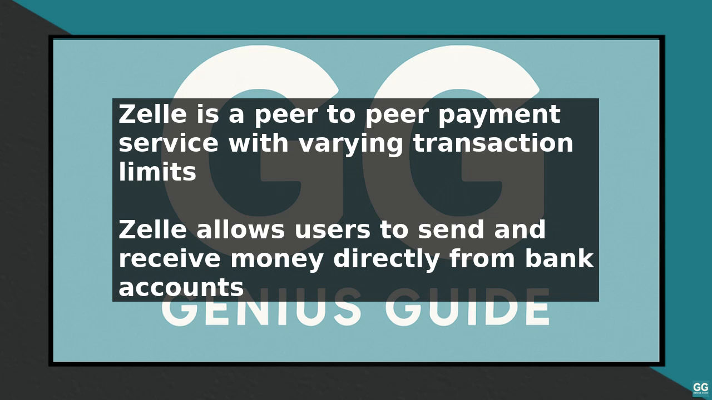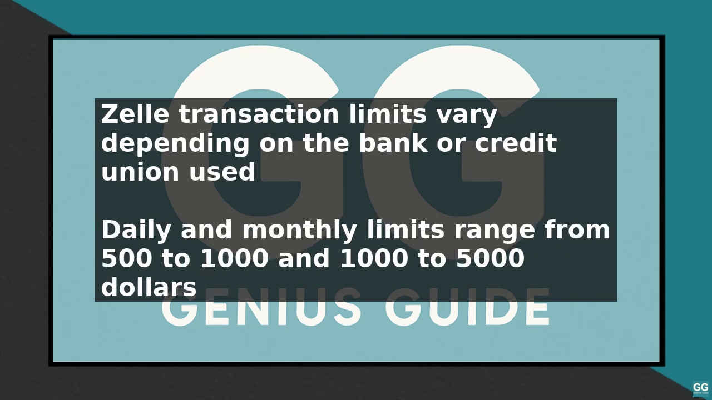Understanding Zelle transaction limits. Zelle transaction limits vary depending on the bank or credit union you use. Typically, the daily limit for Zelle transactions ranges from $500 to $1,000, while the monthly limit can range from $1,000 to $5,000. However, these limits can be lower for new users or for users who have not verified their accounts.